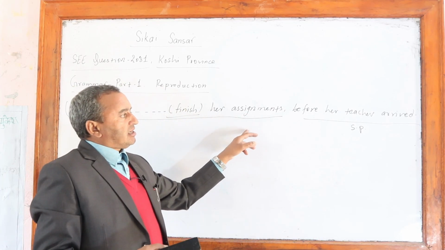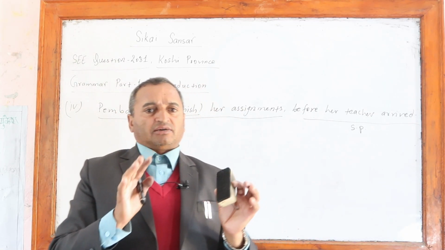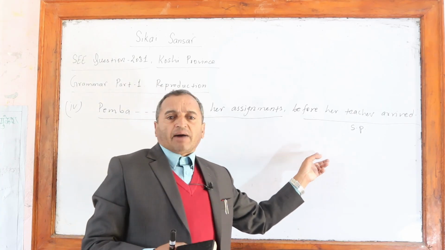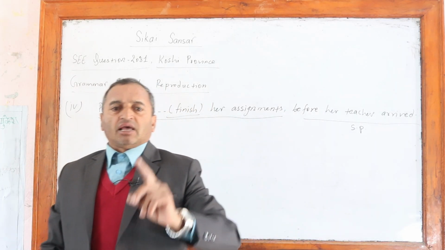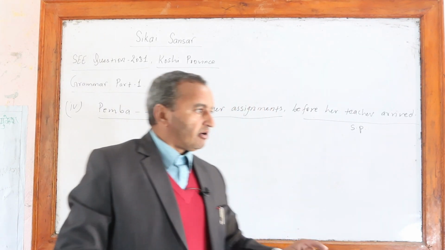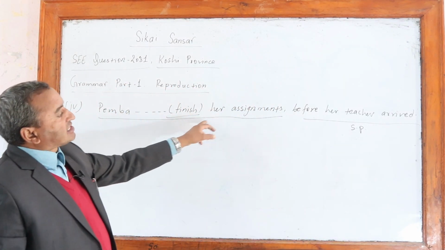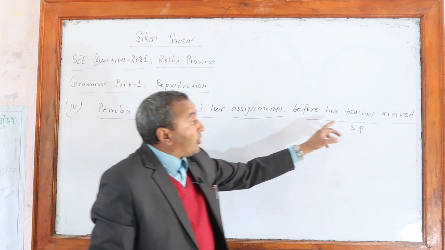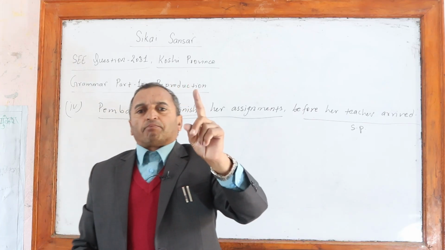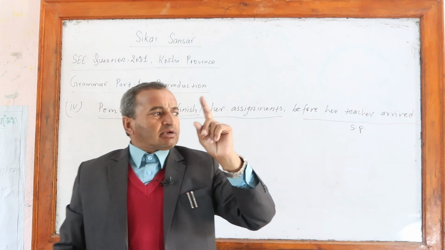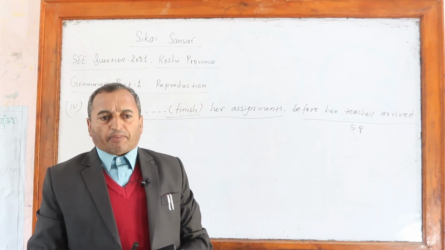Finishing the assignment and the teacher arriving, these two actions are happening together, but one happened a little earlier and the other happened a little later, right? Let's examine. Pemba finished her assignments before her teacher arrived. When the teacher arrived, Pemba had finished earlier. So in this case, what happens?